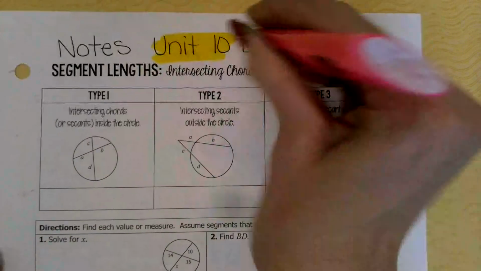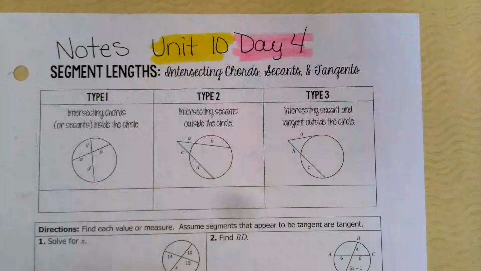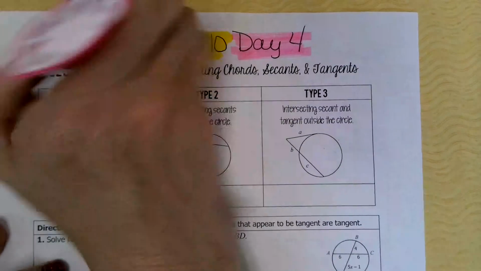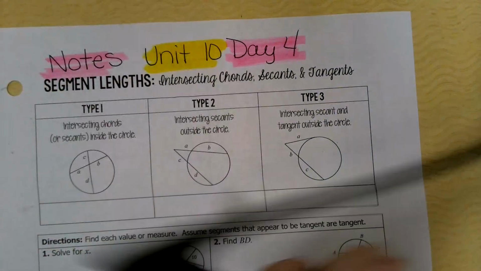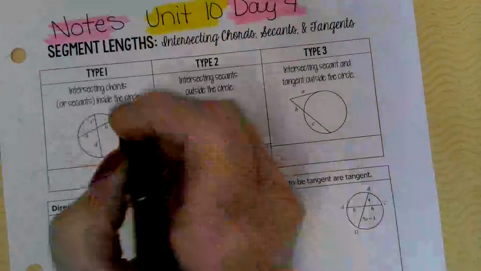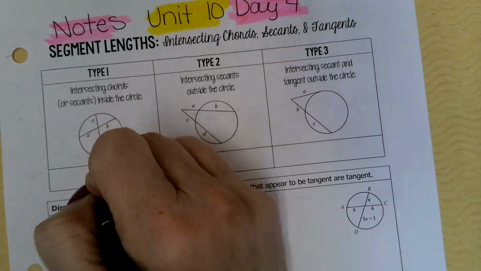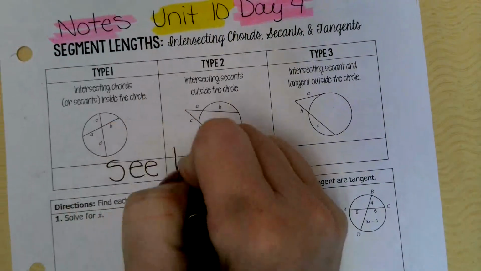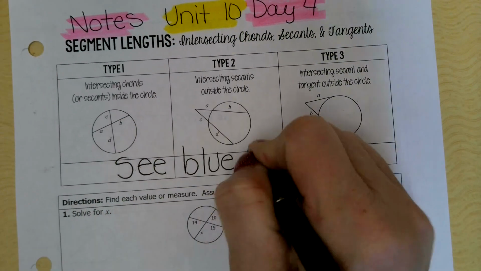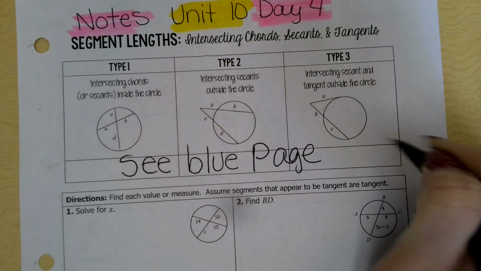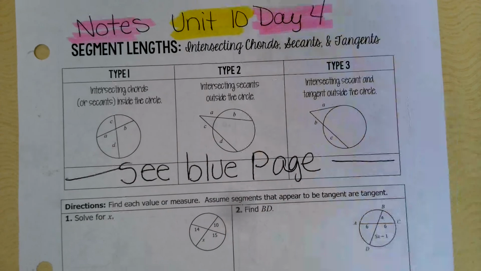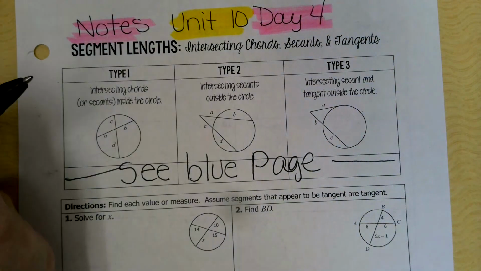So these are the day 4 notes. I'll just throw some color there too. There we go. Okay, so right here, this is exactly what I went over. So we're going to put C blue page, so we don't have to write those down again. Okay.